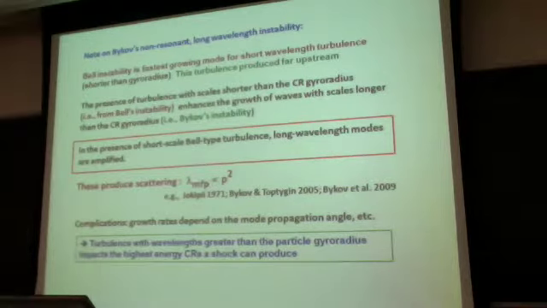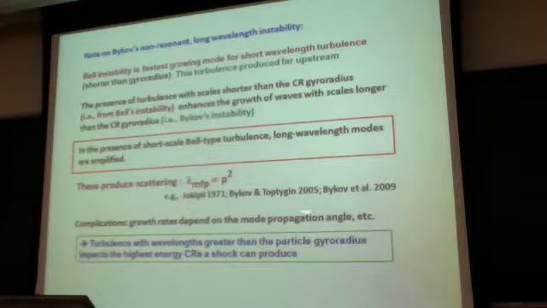Okay? What Bykov realized is that the presence of this turbulence with scales shorter than the gyro radius enhances the growth of waves with scales larger than the cosmic ray gyro radius. So we have all this small scale background turbulence, we run the cosmic rays through it, and it produces turbulence on large scales. This will produce scattering with a mean free path and a certain momentum dependence. So in the presence of short scale Bell type turbulence, long wavelength modes are amplified.